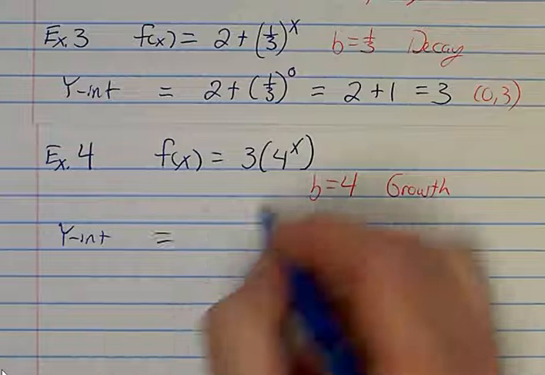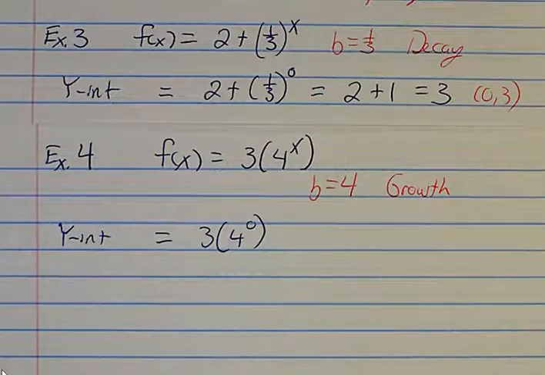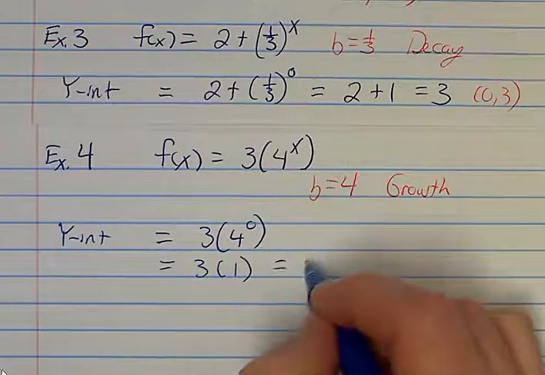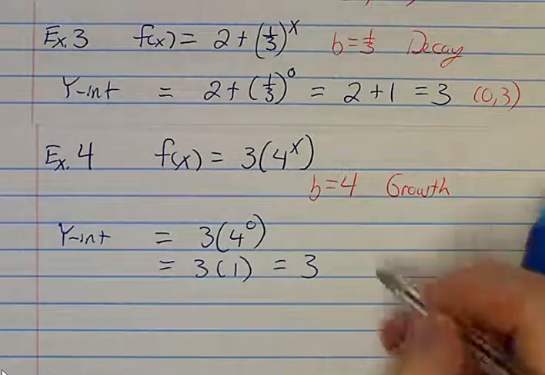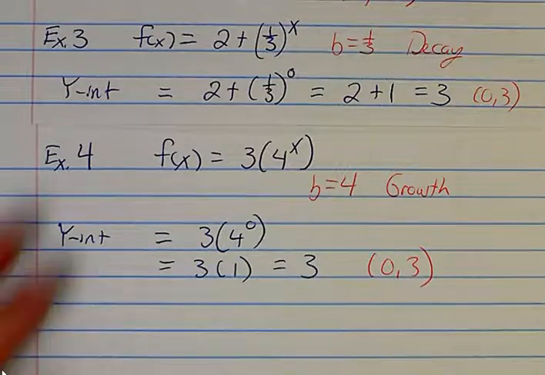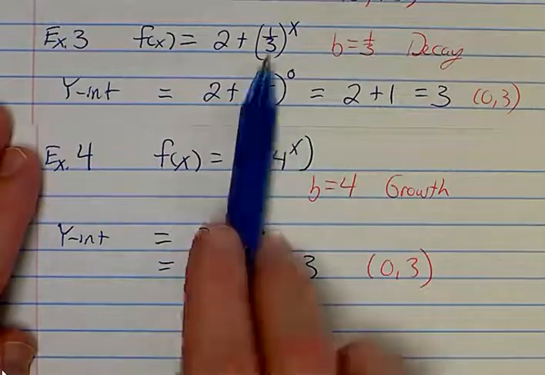And y-intercept, same thing, just take that number, plug in the 0 power. But again, 4 to the 0 power is still 1. 3 times 1 is 3. So then your y-intercept would be at 0, 3. Okay, so that part hopefully should be pretty easy. Just find the base, whatever's attached to the x for the exponent. If that number is bigger than 1, it's growth. If that number is less than 1, it's a decay.